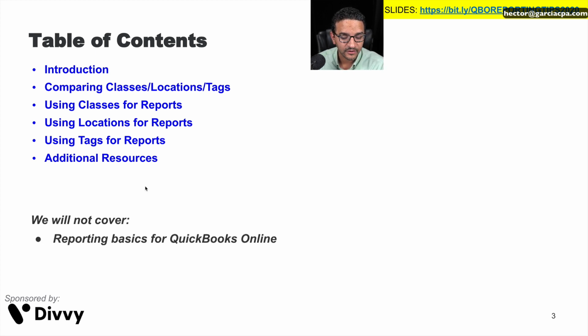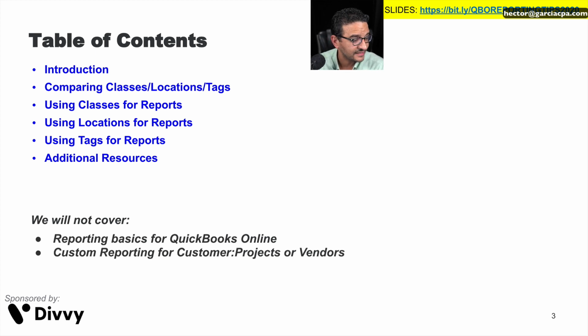We are not going to cover reporting basics for QuickBooks Online. So it is assumed that when you're watching this webinar, you do understand the reporting basics of QuickBooks Online. I will add a link in the additional resources slide so you can go back and watch basic reporting customization, because we're not going to cover reporting basics. So this is sort of a level 2, intermediate, maybe more advanced type of webinar if you're just getting started with QuickBooks Online reports.